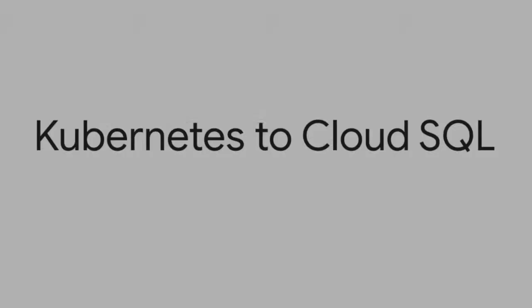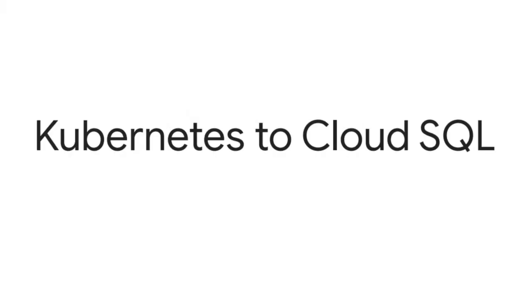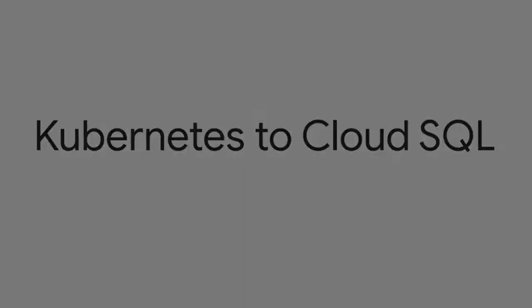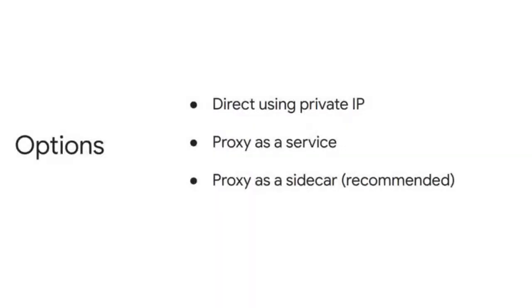Next, let's talk about Kubernetes to Cloud SQL. There are three different ways that people usually use to connect. First, direct using private IP. Second, the proxy as a service. And third and finally, the recommended way is the proxy as a sidecar.